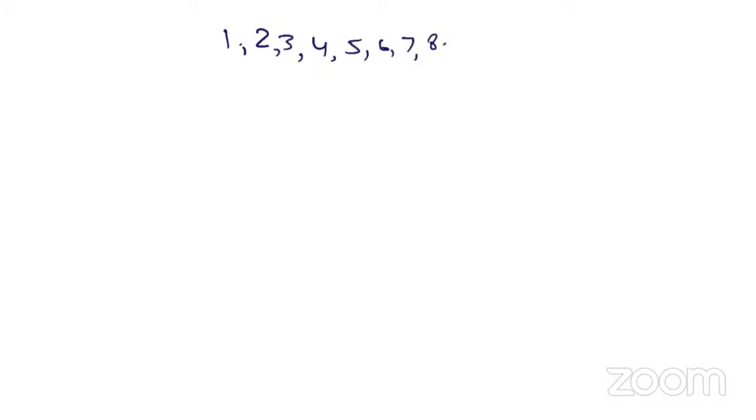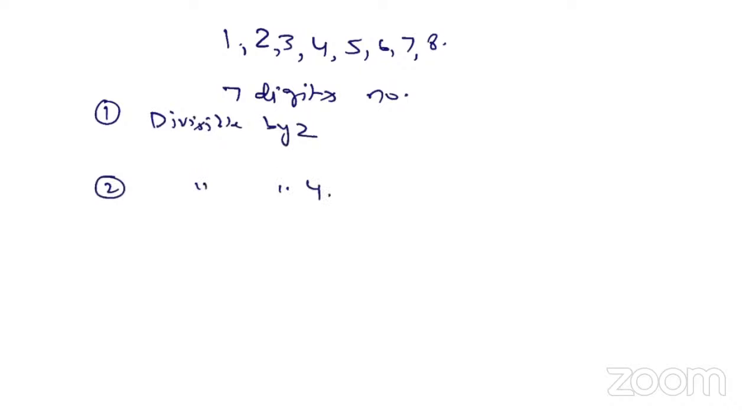Right, 1 2 3 4 5 6 7 8. We have to form the first question: a 7-digit number, first digit divisible by 2, second divisible by 4, third divisible by 3, fourth divisible by 5. These questions you have to do fast.